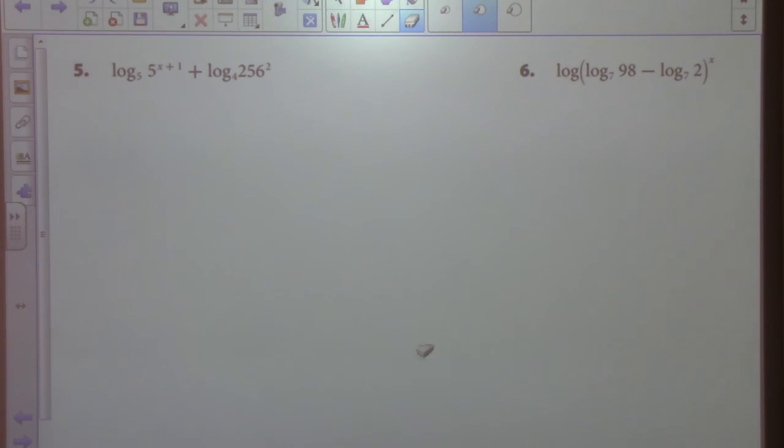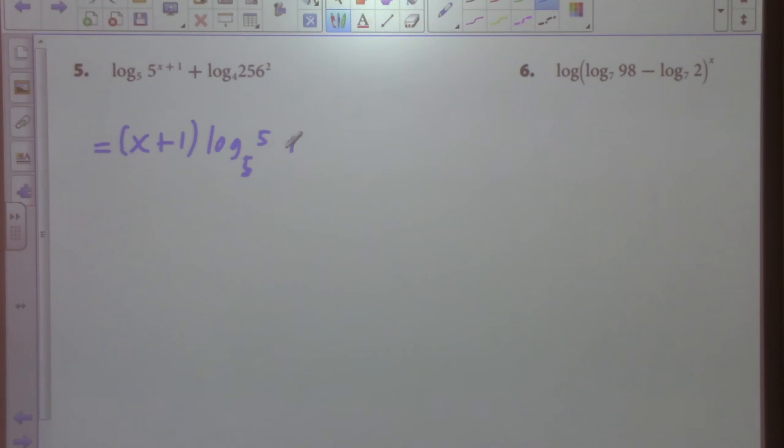Okay, this one right here. What you have is x plus 1 in the power of the exponent. So this is going to be equal to x plus 1 times log base 5 of 5. Okay, so everybody see that?